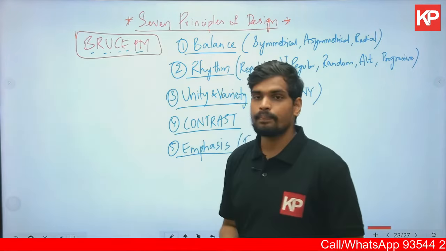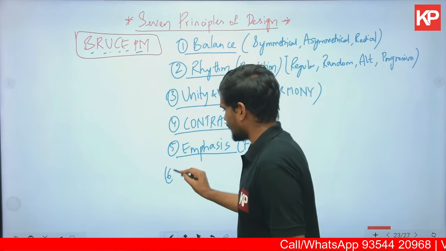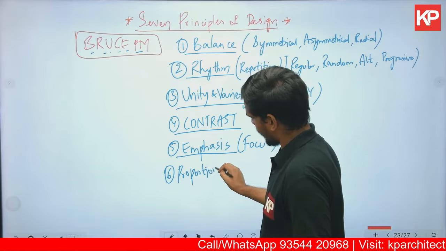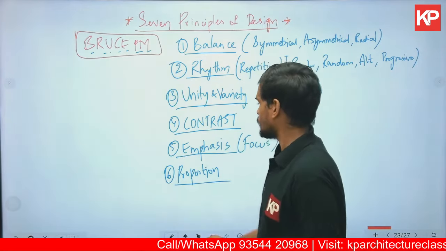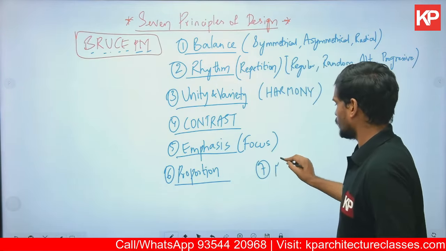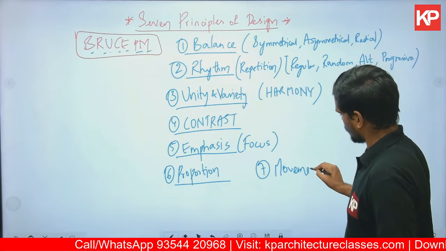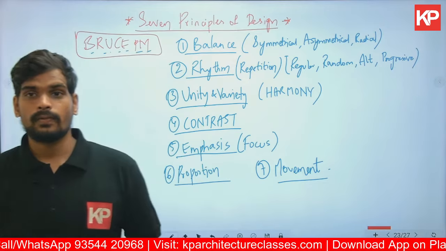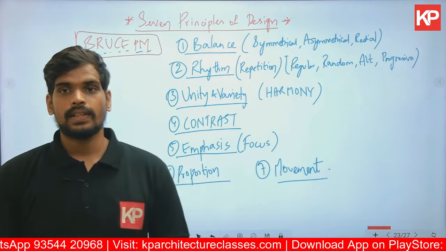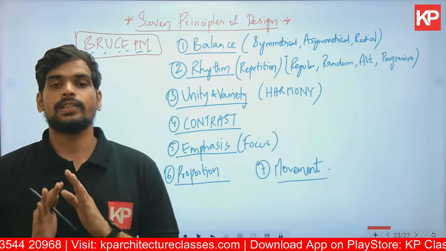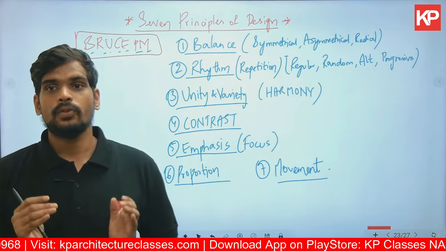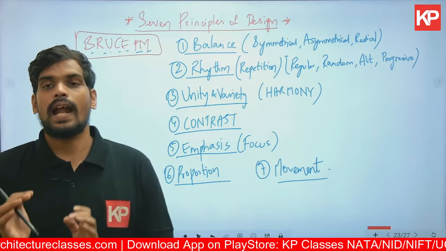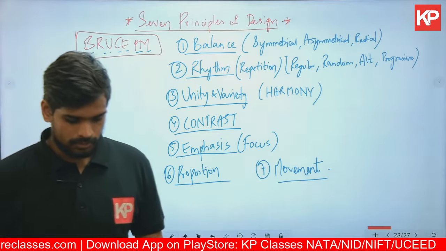Then you have P for proportion. 6th principle of design is proportion. 7th and final principle of design is movement. So those are the 7 principles of design. So maintain a note and remember the 7 points. Shortcut to remember here is Bruce PM. Balance, rhythm, unity and variety called harmony, contrast, emphasis also called focus, proportion and movement. These are the 7 principles of design.